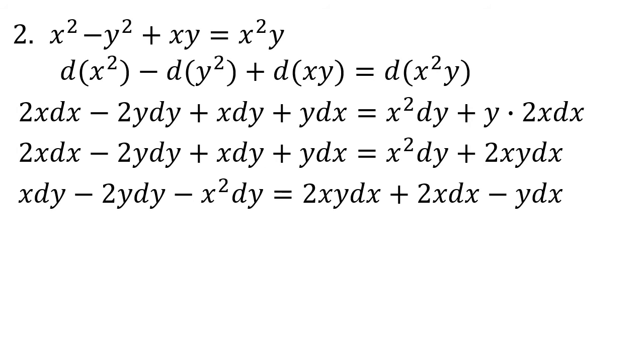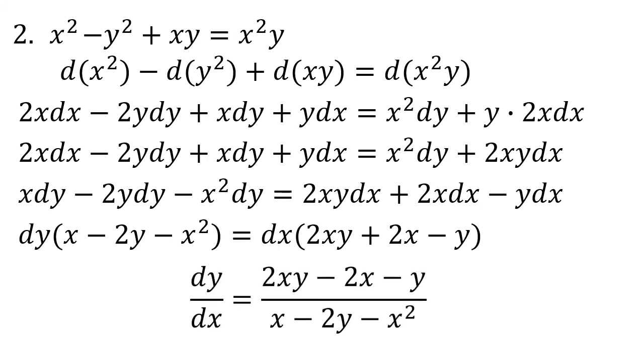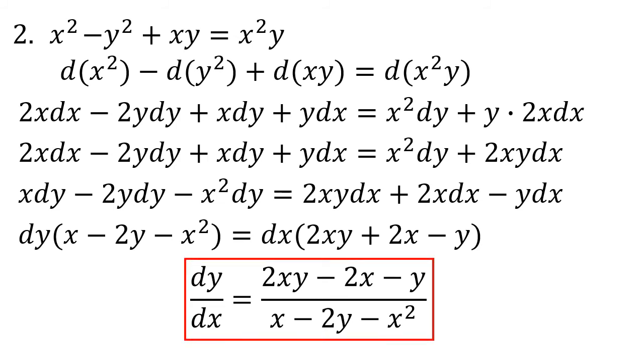So this gives me a lot of satisfaction if I'm able to factor out dy and dx. Okay, so this will become dy times x minus 2y minus x squared equals dx times 2xy plus 2x minus y. And then for the finishing touch, this will become dy over dx equals 2xy minus 2x minus y all over x minus 2y minus x squared. And this is already an acceptable final answer. Okay?